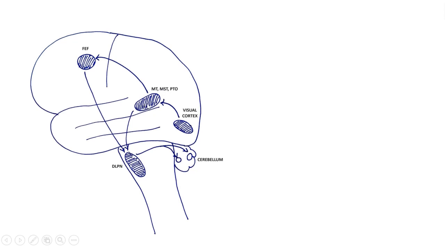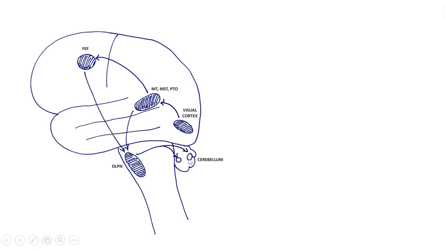This information is also transferred to the frontal eye field. There is some sort of information relay from the frontal eye field as well. The information received in this region is then transmitted to the next important player in smooth pursuit, which is the dorsolateral pontine nucleus. The dorsolateral pontine nucleus is more of a relay center. It doesn't have much work. It just gets all of this information from different areas and transmits it to our cerebellum.